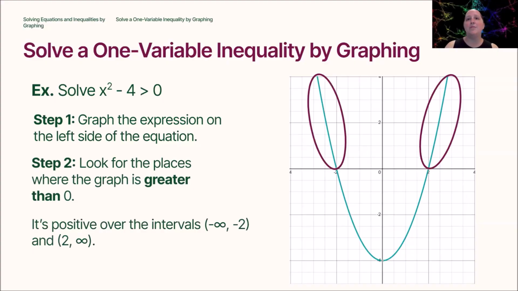So it's positive from the interval on the left of negative infinity to -2. That's the point where it crosses the x-axis. And then again from 2 to infinity. So your x-intercepts, the places where the graph crosses the x-axis, are important, especially when you're talking about inequalities. Okay, so x squared minus 4 is greater than 0 when x is less than -2 or x is greater than 2.